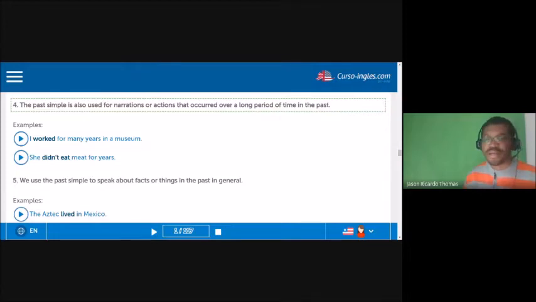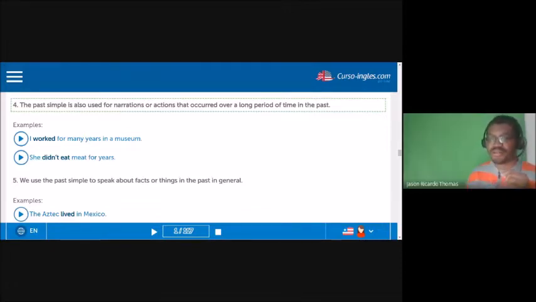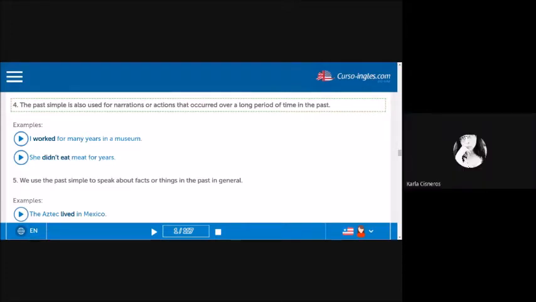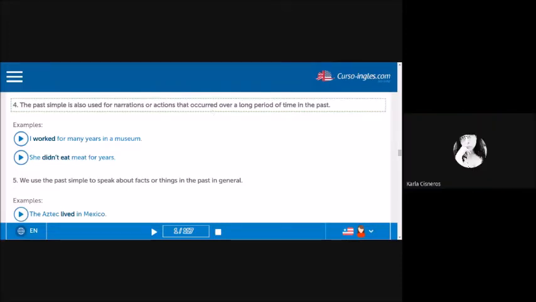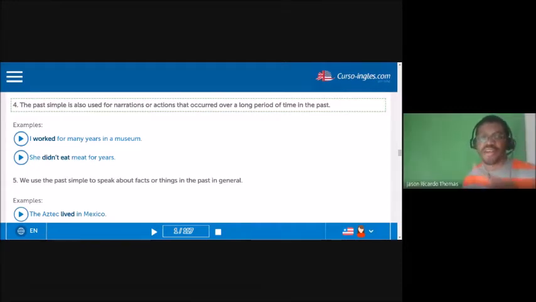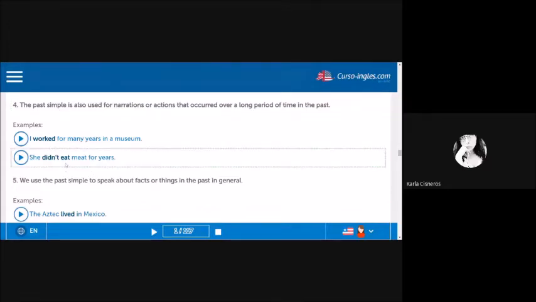All right, number four. The past simple is also used for narrations or actions that occurred over a long period of time in the past. Just like used, it's occurred. Example: I worked for many years in the museum. We didn't eat meat for years.